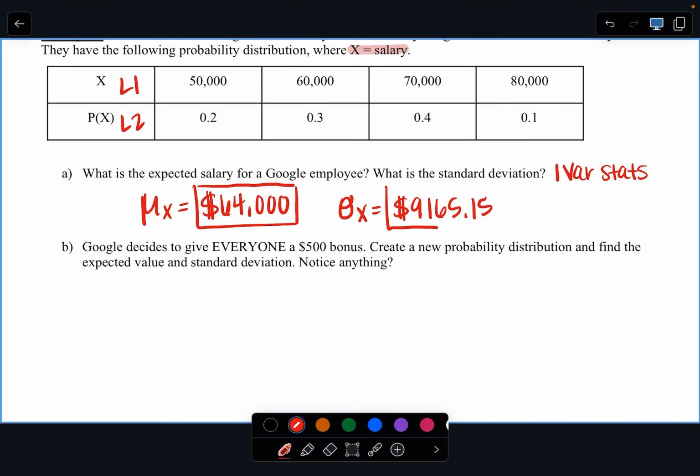9,165.15. And usually outside of calculating probabilities, rounding to 2 decimal places is completely fine. I'm doing 2 especially because it's money, and anytime you see money, it's usually rounded to 2 decimal places for cents. So I have 9,165.15. Again, these 2 numbers came directly from my calculator. I plugged in my values. I ran L1, L2 on 1-Var Stats, and this is what I got.